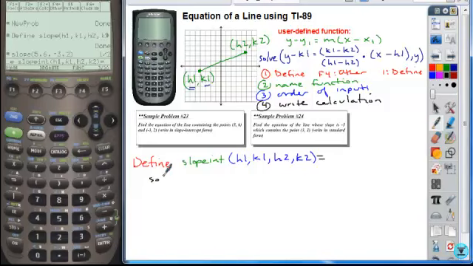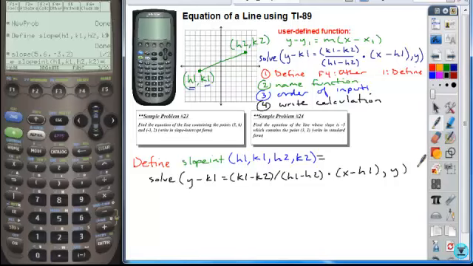So we're going to embed our solve feature right inside of this user-defined function. We're going to solve the equation y minus k1 is equal to our slope, k1 minus k2 divided by parentheses h1 minus h2. And then we're going to multiply that by the quantity x minus h1. And then we're going to tell the calculator we want it to solve that for y.